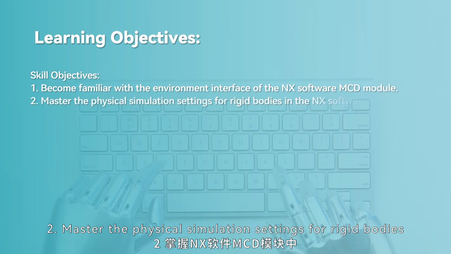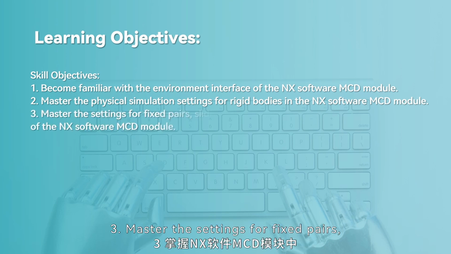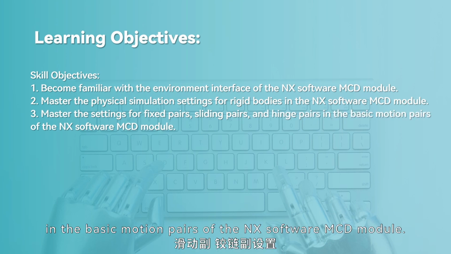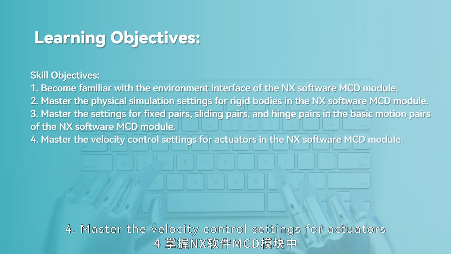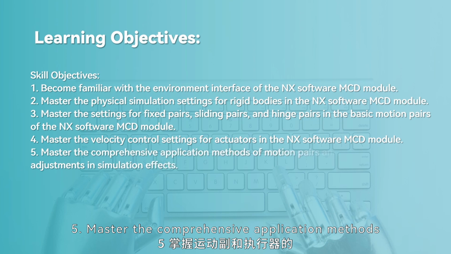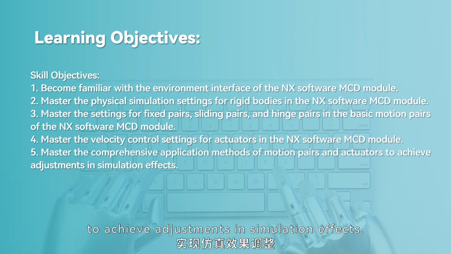2. Master the physical simulation settings for rigid bodies in the NX Software MCD module. 3. Master the settings for fixed pairs, sliding pairs, and hinge pairs in the basic motion pairs of the NX Software MCD module. 4. Master the velocity control settings for actuators in the NX Software MCD module. 5. Master the comprehensive application methods of motion pairs and actuators to achieve adjustments in simulation effects.